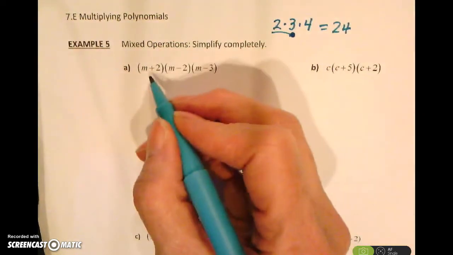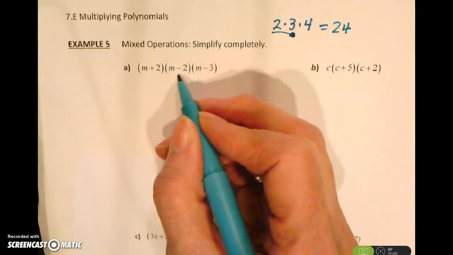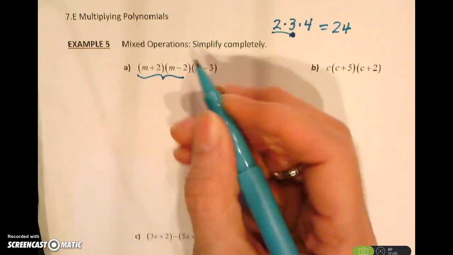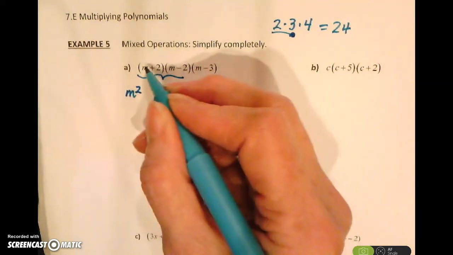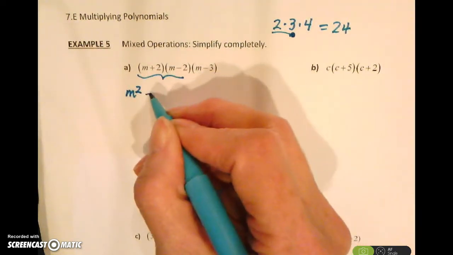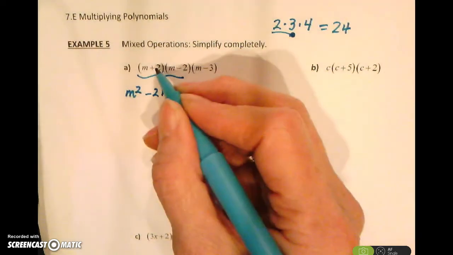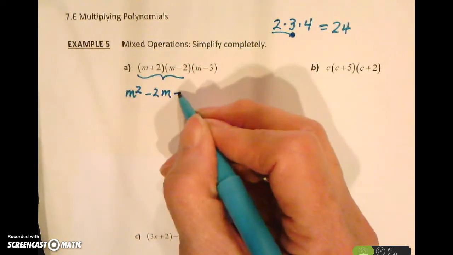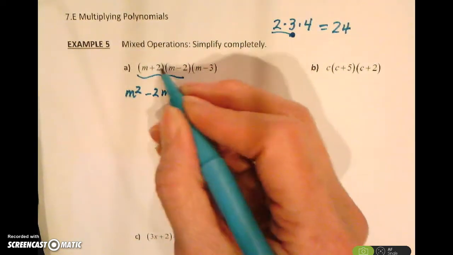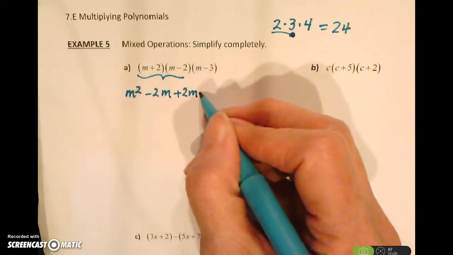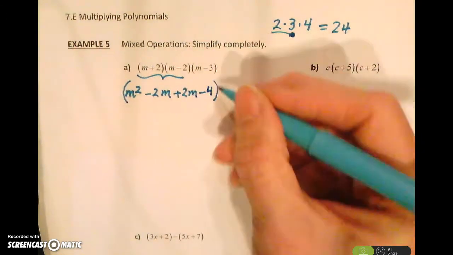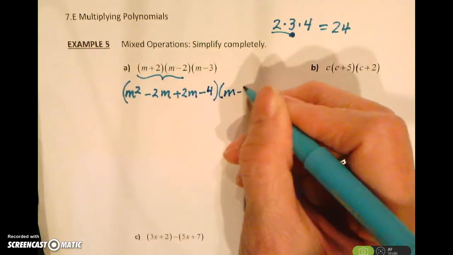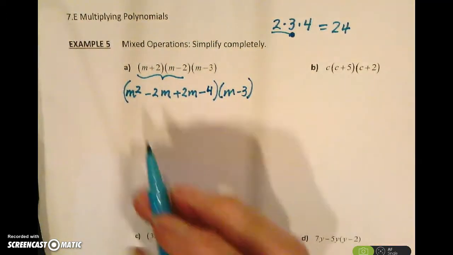So I'm going to multiply these first 2 parentheses together using a double distribute. So m times m is m to the second. M times negative 2 is negative 2m. 2 times m is positive 2m. And then a positive 2 times a negative 2 is negative 4. Now I'm going to put that in parentheses. And then I still have to multiply times m minus 3.